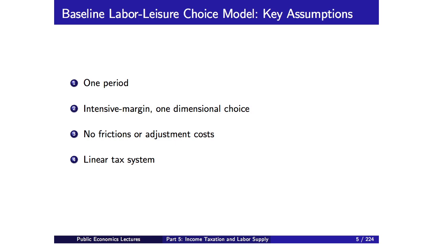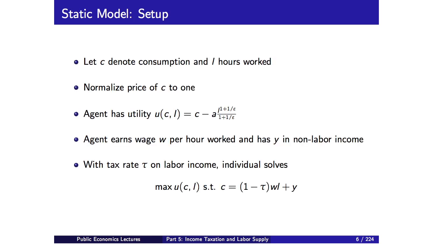So one of the key issues that comes up in this literature, and is really at the frontier of the literature now, is that people are not able to easily adjust their hours of work when you change policies. And that messes up the estimation of elasticities in various ways. We're going to take that off the table for the moment. And we assume a linear tax system.